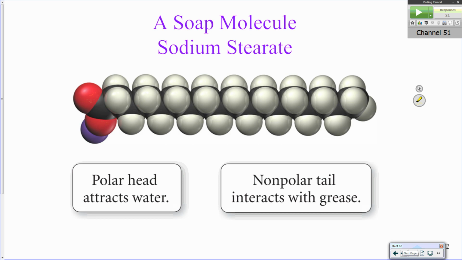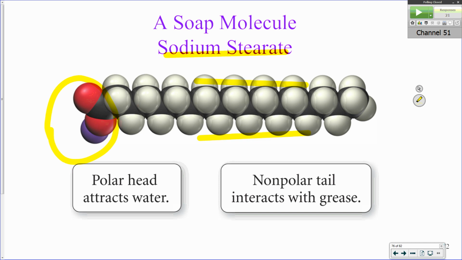Now, some molecules, like soap molecules, have both polar and nonpolar regions, and that's what gives them their unique characteristics to dissolve things. An example is the sodium stearate molecule, which is a common surfactant used in things like hand soap, shampoos, toothpaste, and a variety of other things. It has a polar head group that attracts water molecules and other polar molecules, and then it has a nonpolar region that attracts nonpolar molecules.